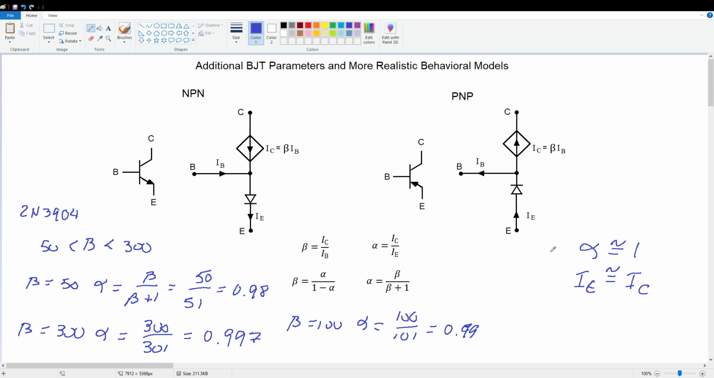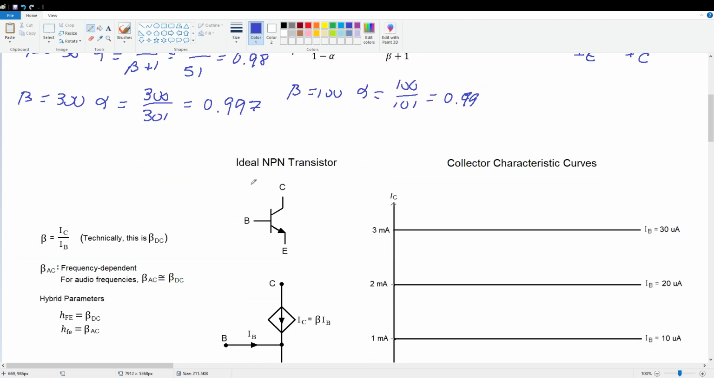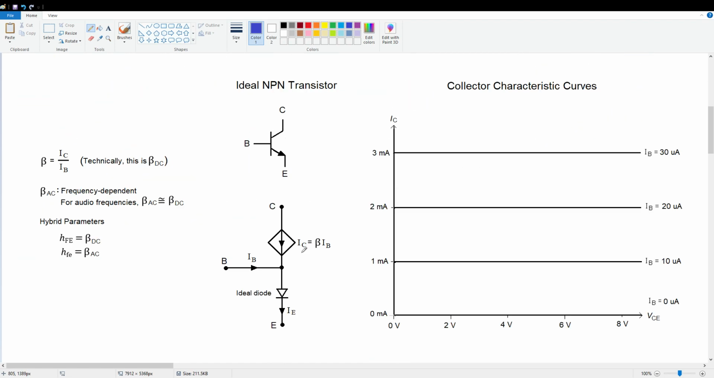All right, so let's take this ideal model down here to represent a transistor, and let's develop some collector characteristic curves using this ideal transistor model. We're assuming this dependent current source has infinite internal resistance, and this is an ideal diode with no barrier potential, just a perfect diode. If we developed collector curves for this model, this is what we'd get.